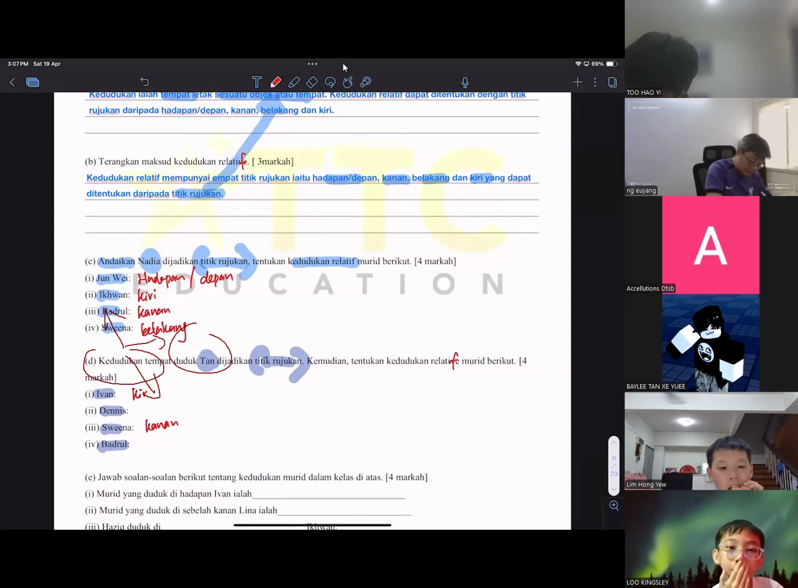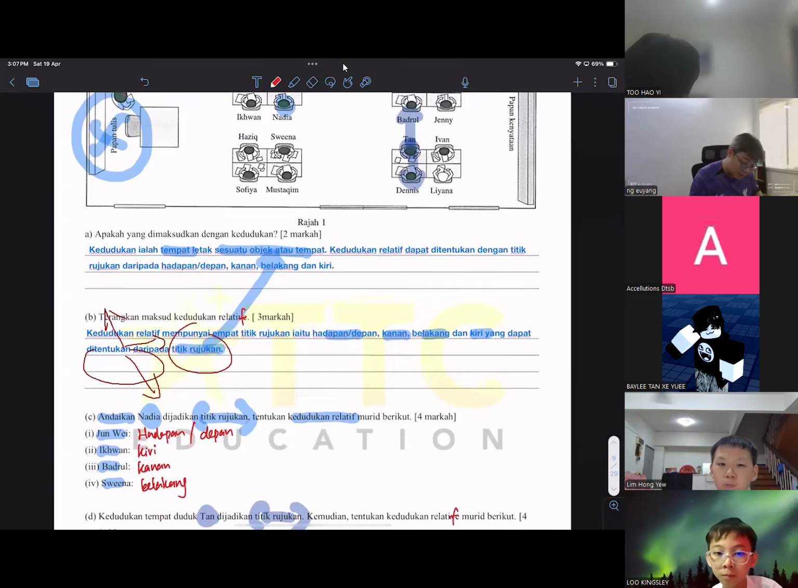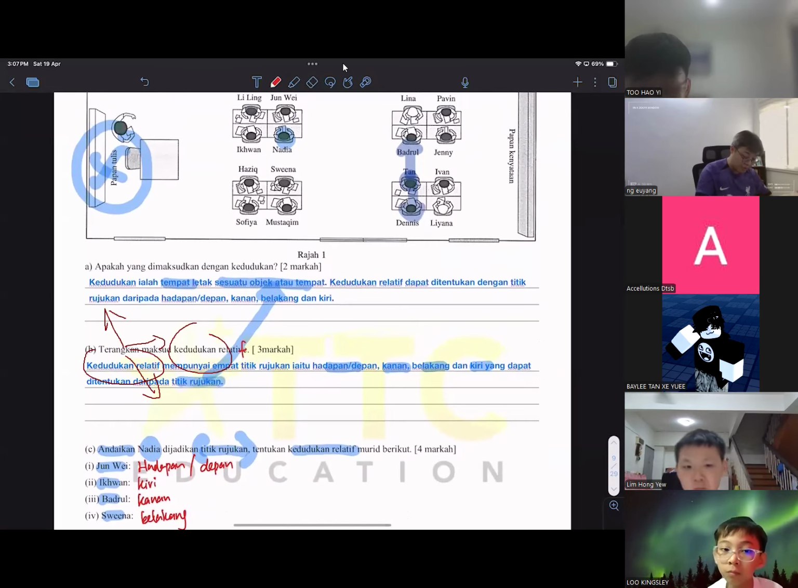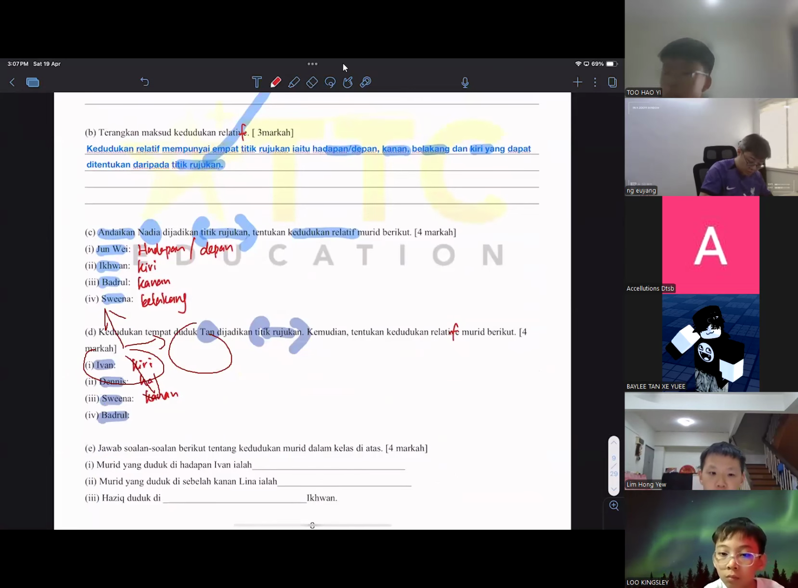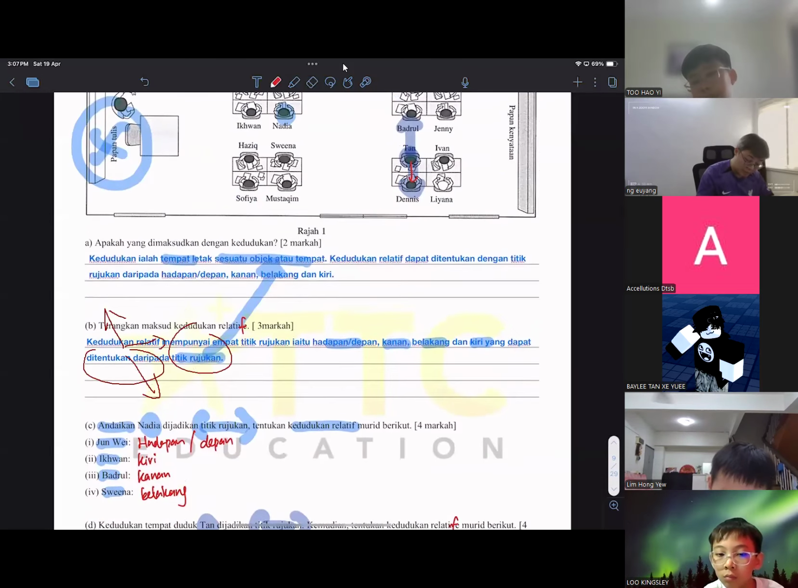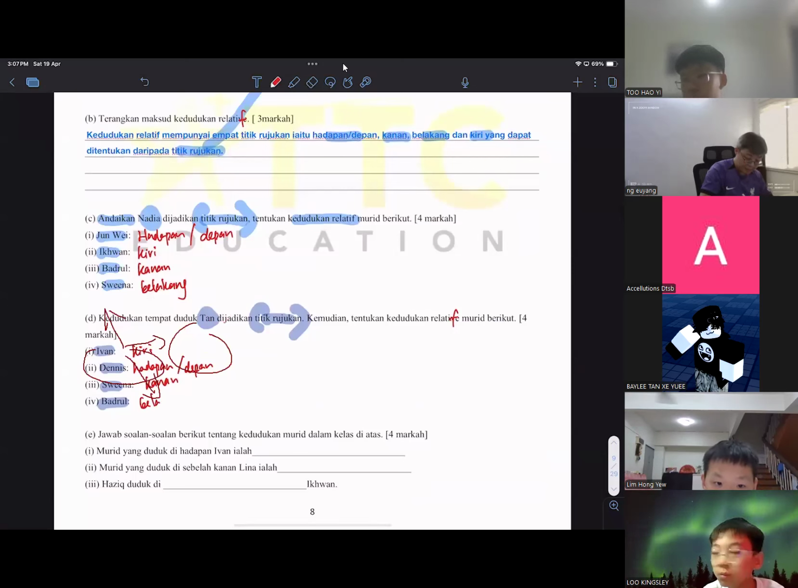So Dennis is in his front. So Dennis is hadapan or depan, hadapan slash depan. So Batwu, the last one, will be his backside, belakang.